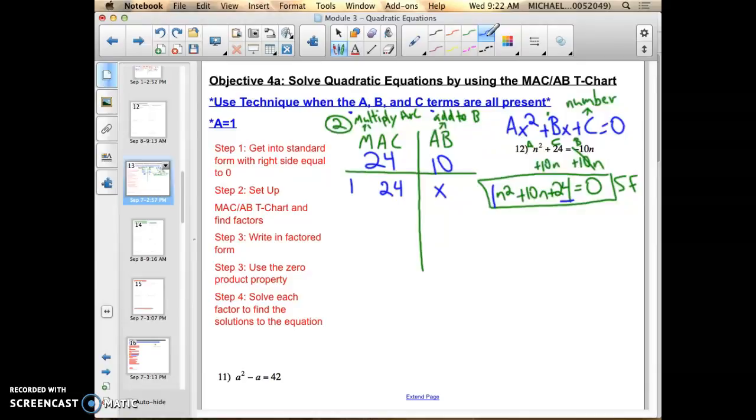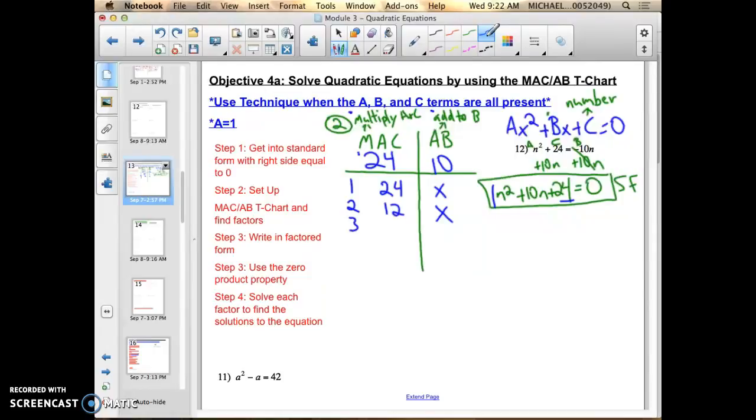After 1, I would try 2. If 2 isn't divisible into the MAC term, then move on. It doesn't work. But in this case, it is. 24 divided by 2 is 12. 2 times 12 is 24. 2 and 12 are factors, but they do not add up to 10. A certain negative combination does, but that still wouldn't work.